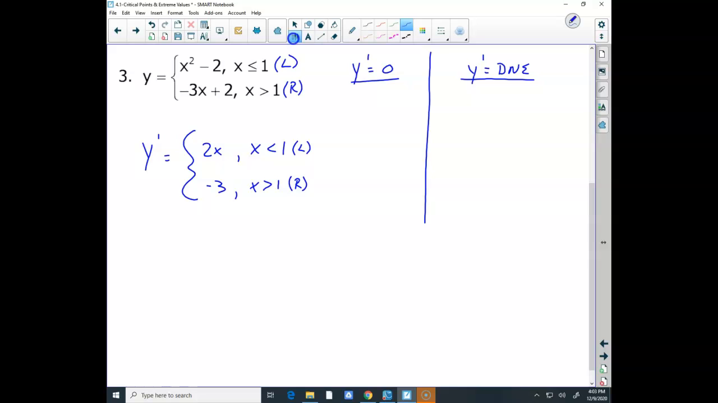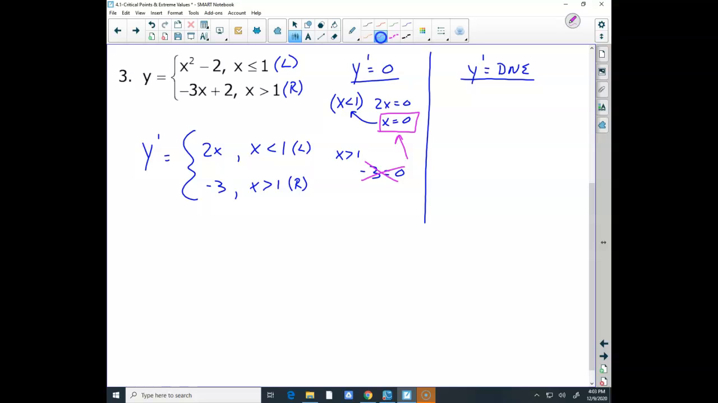Well, when x is less than 1, here's my domain for that piece. 2x equals 0, x equals 0. Is that a critical point or a critical value? And the answer is yes, it is, because it fits within the domain of that piece of the function. Well, how about the other one, when x is greater than 1? I take that piece of the function, -3, set it equal to 0, and I get nonsense. That doesn't happen, so that's not a critical point. So x equals 0 is definitely a critical point.